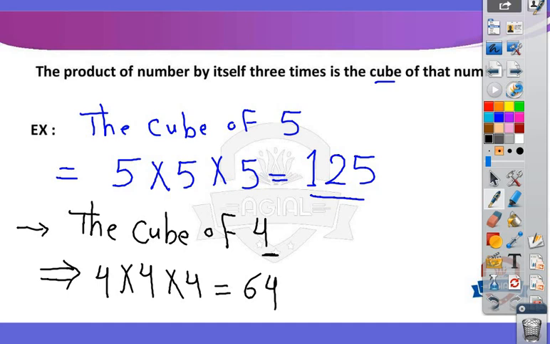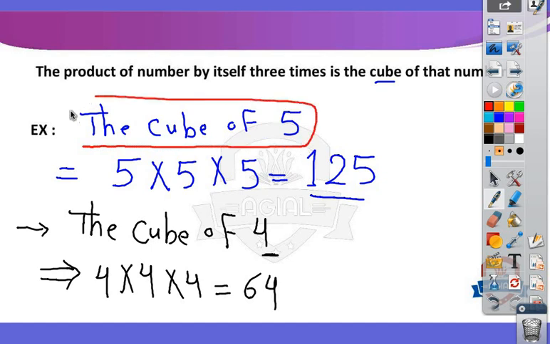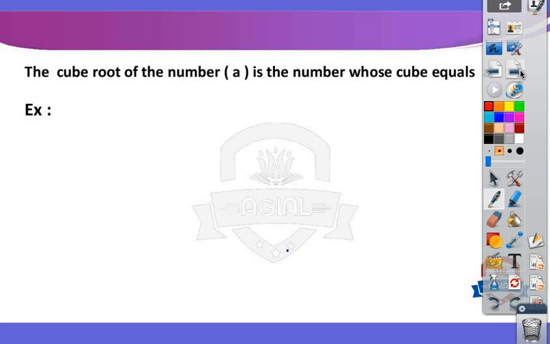But in my lesson, I need the cube root of a number. Here, I needed the cube of 5. Okay? So how do we find the cube root of a number?